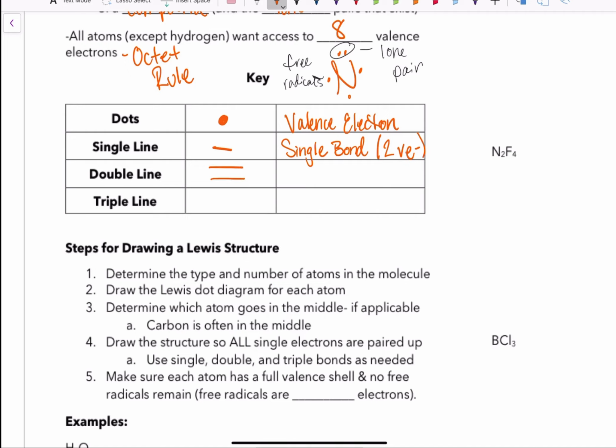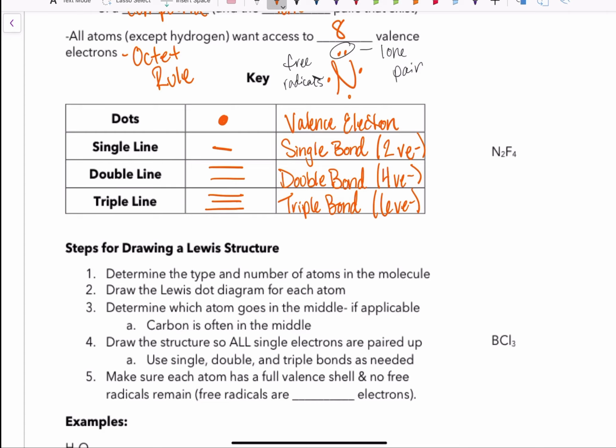A double line then is a double bond. And if one bond, a single line, represents 2 valence electrons, then if you have a double bond, we are representing 4 valence electrons. And then lastly, a triple bond would represent 6 valence electrons. So those are the symbols that you need to know. Let's talk through the steps.